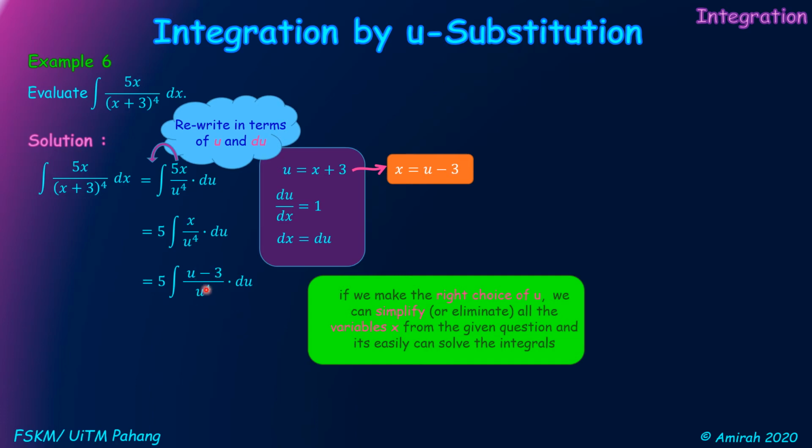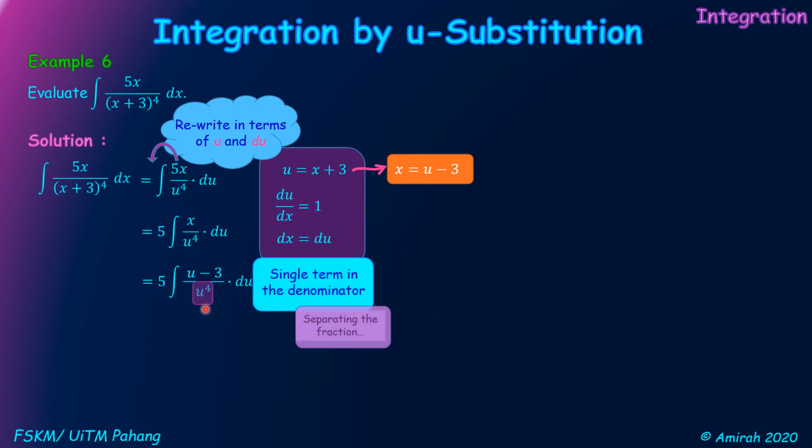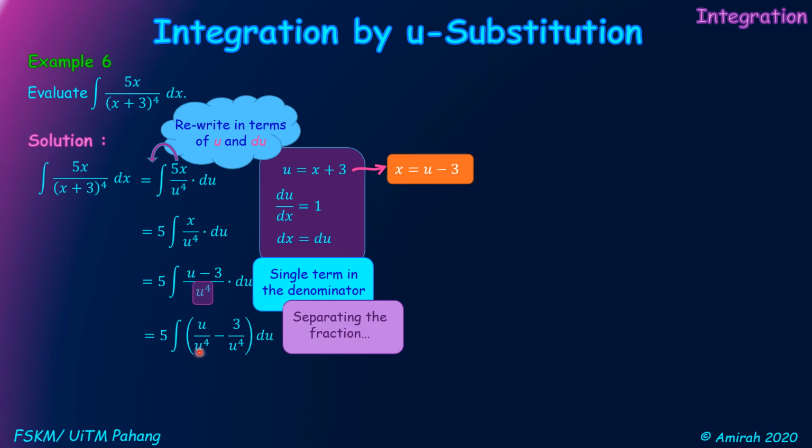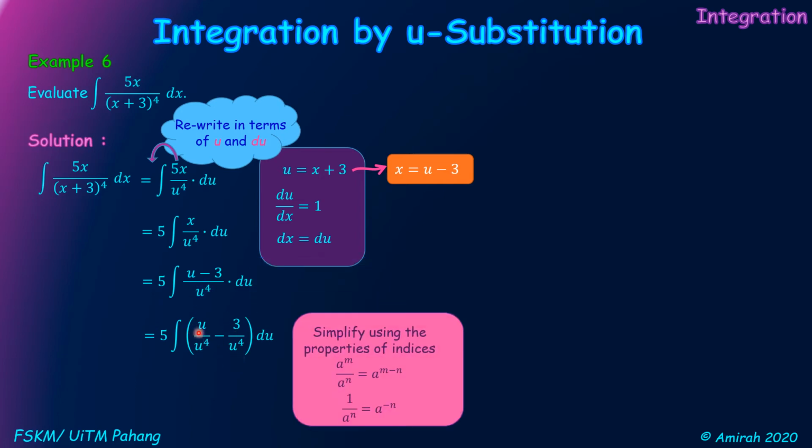From here, we can integrate. But before that, we have a single term in the denominator, so first we need to separate the fraction. After we separate, we get 5 integration of u over u to the power of 4 minus 3 over u to the power of 4. Then we need to simplify using the properties of indices.